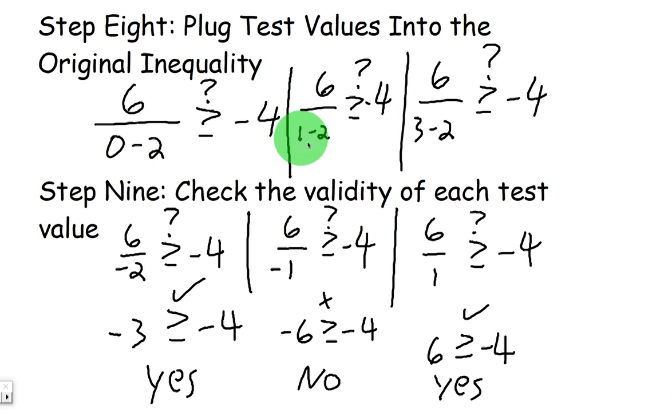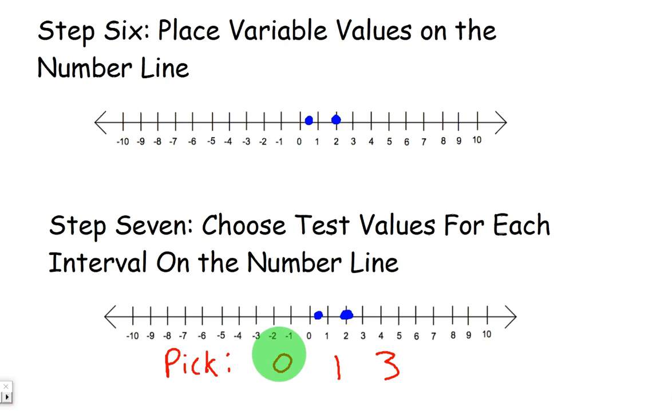Okay, what happens when we plug in 1? We get 1 minus 2 is -1. Is -6 greater than -4? No, so it won't work. Final test value was 3. We plug that in, we get 1. 6 over 1 is 6. Is that bigger than -4? Yes. So what that means is when we plugged in 0 and 3, they worked. When we plugged in 1, it didn't.